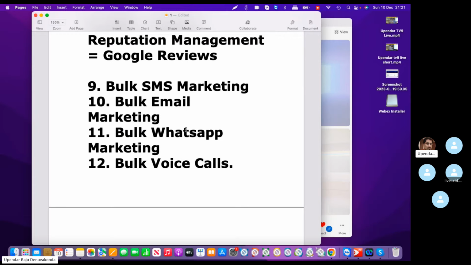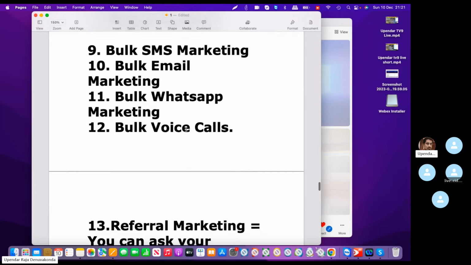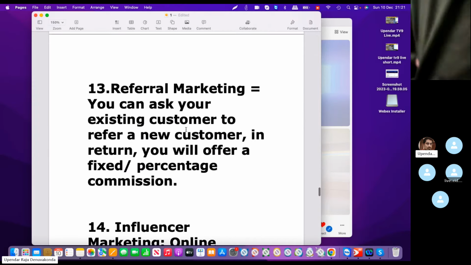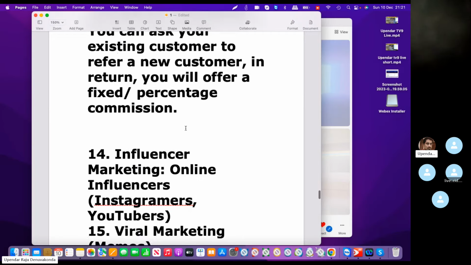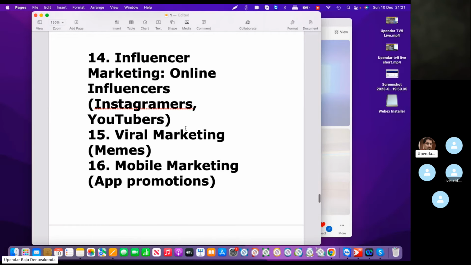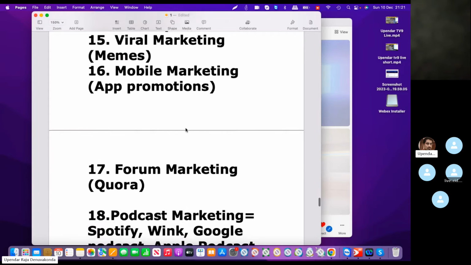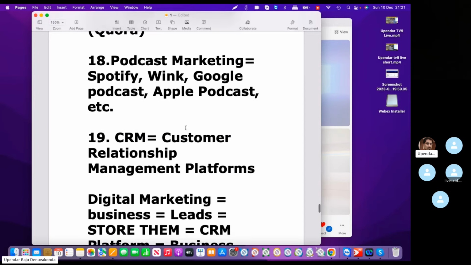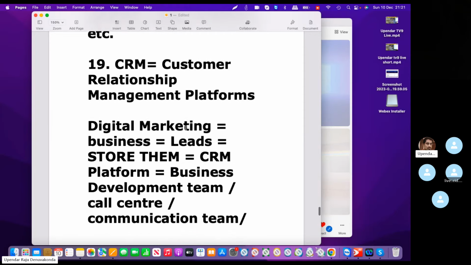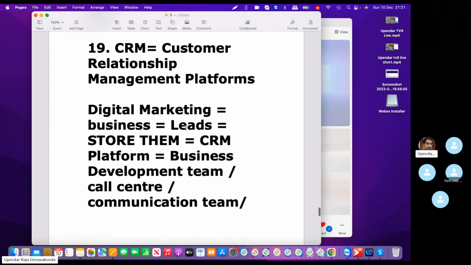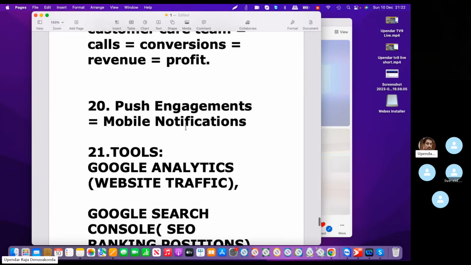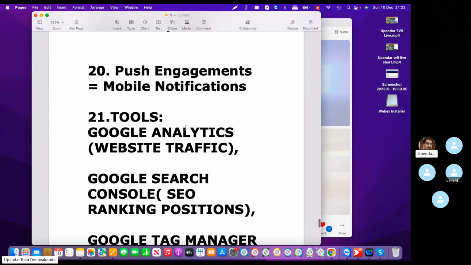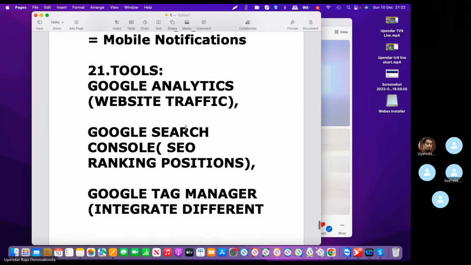After all this, it is important to get in touch with your existing customers to increase your sales. For that, you are doing bulk SMS, bulk email, bulk WhatsApp, and bulk voice calls. And you can even implement referral marketing. Along with that, you can also implement influencer marketing, viral marketing, mobile marketing, and forum marketing. You can also touch base on podcast marketing, and implement the CRM tool, which would help you pass the leads that you have generated to your business development team in automation. And you can also implement push engagements, and utilize some tools for your business.